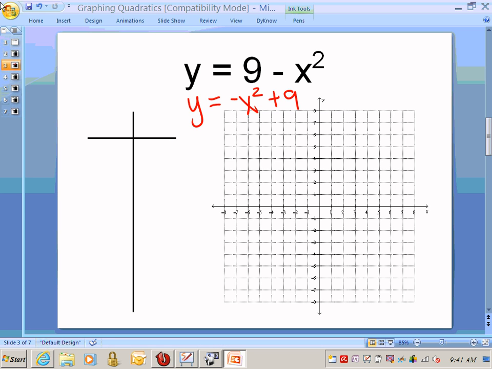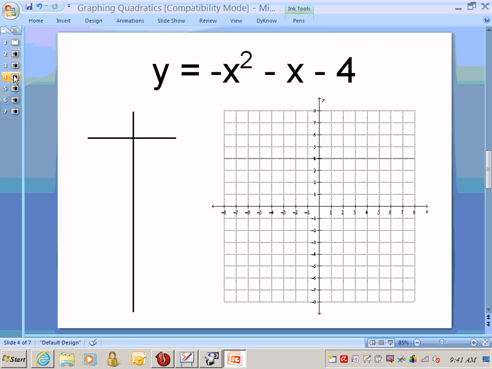Okay, next equation. Y equals negative x squared minus x minus 4. Is there anything I need to do to this equation? So we want to change the y to negative? Y has to be positive, so we don't need to change anything. Okay.